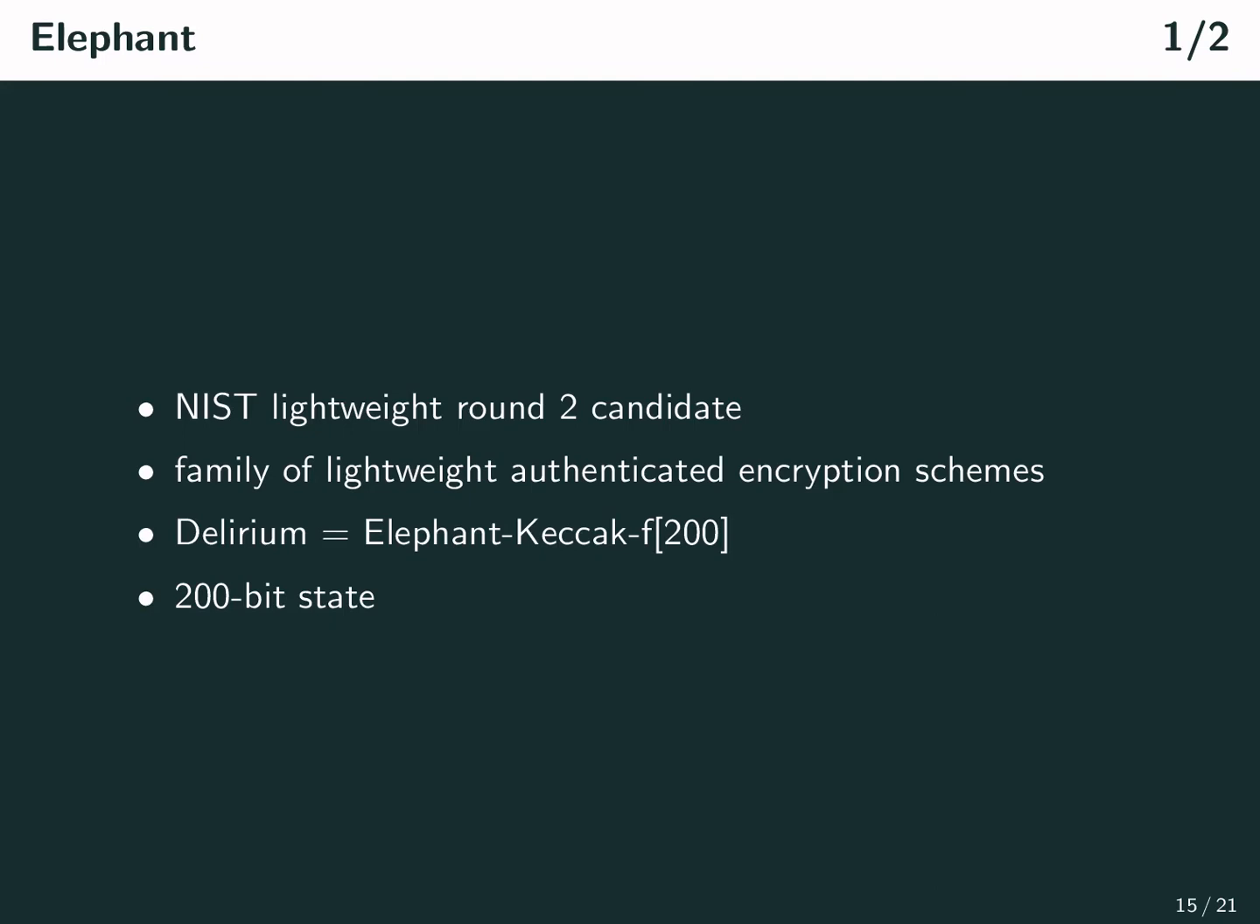Elephant describes a family of lightweight authenticated encryption schemes. One of the instances of Elephant is Elephant Keccak f200, also called Delirium, which uses Keccak as its permutation primitive. Delirium has a state size of 200 bits and claimed a security level of 127 bits. We optimize Delirium by exploiting Elephant's possibility for parallelization by using bit interleaving.